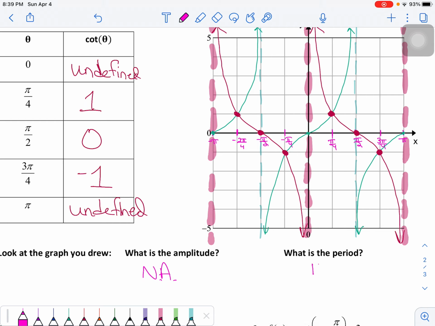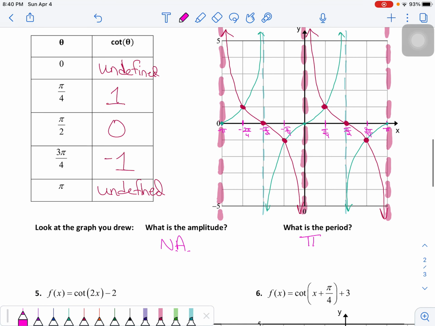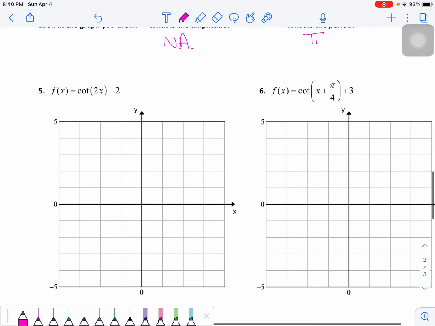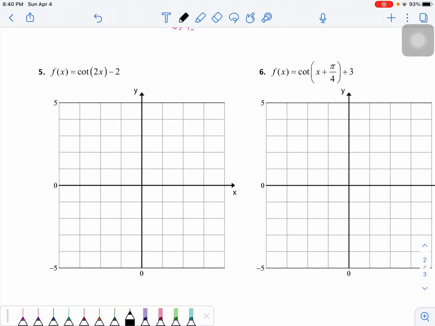Okay, period. The standard period for tangent and cotangent is a period of pi. All right, secant, cosecant, sine, and cosine all have a standard period of 2 pi. Tangent and cotangent have a standard period of pi. All right, we've got two quick examples here. Let's see what they've got.